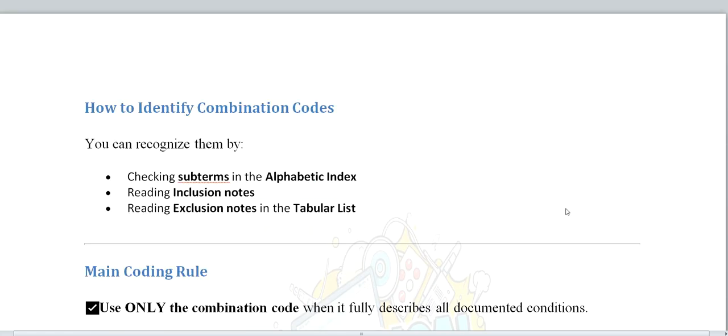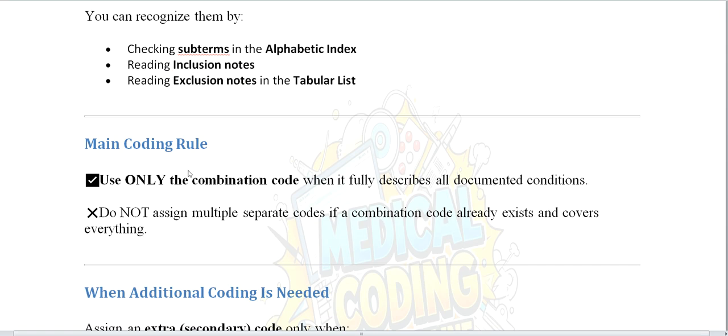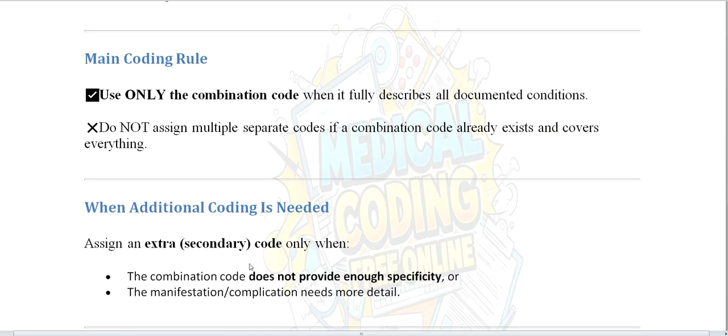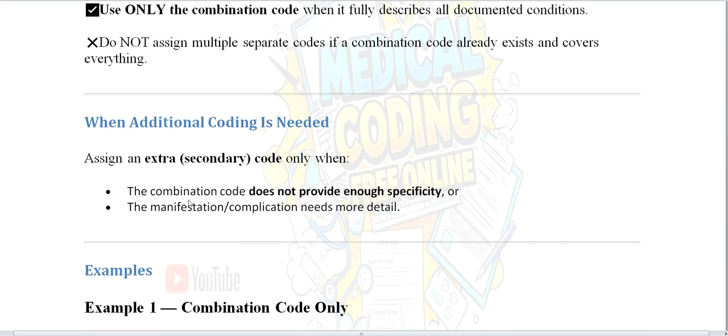So, how to identify combination codes? You recognize them by checking subterms in the alphabetic index, and reading inclusion notes and exclusion notes in the tabular list. So the main coding rule: use only the combination code when it fully describes all documented conditions. Do not assign multiple separate codes if a combination code already exists and covers everything. When additional codes are needed, assign an extra secondary code only when the combination code does not provide enough specificity or the manifestation or complication needs more detail.